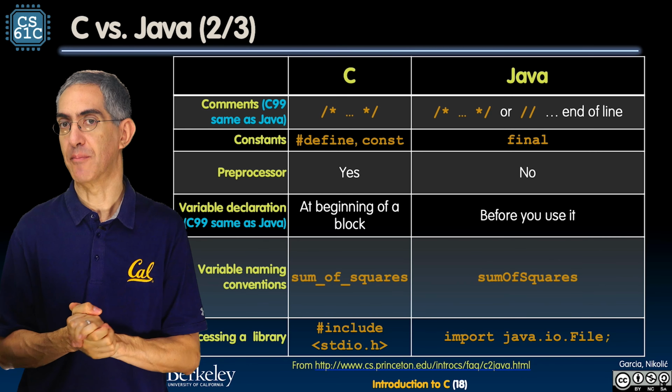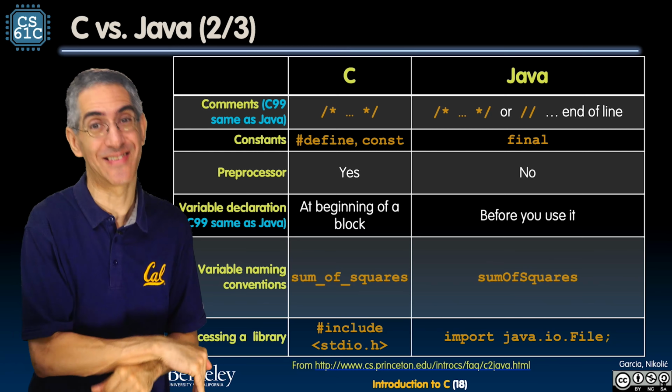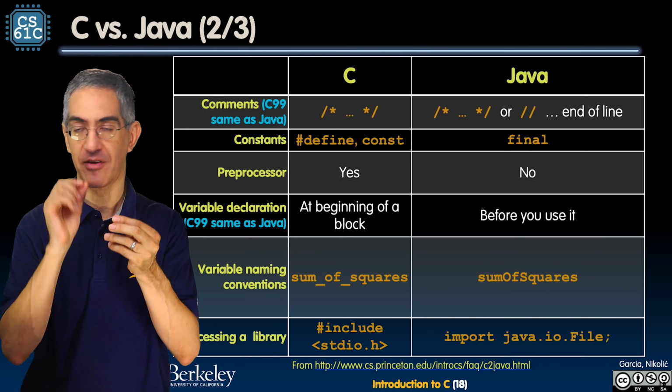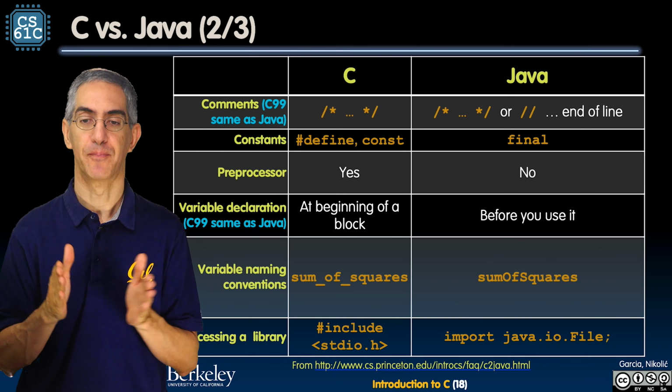You have to have a definition at the beginning of the block in C, in old school ANSI C, but in new school C99 and beyond, you don't have to do it. You can declare a variable right before you use it. It's just like you can in Java.